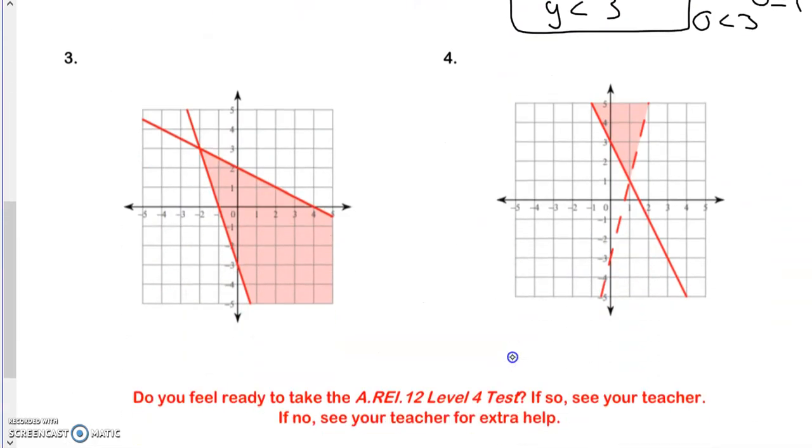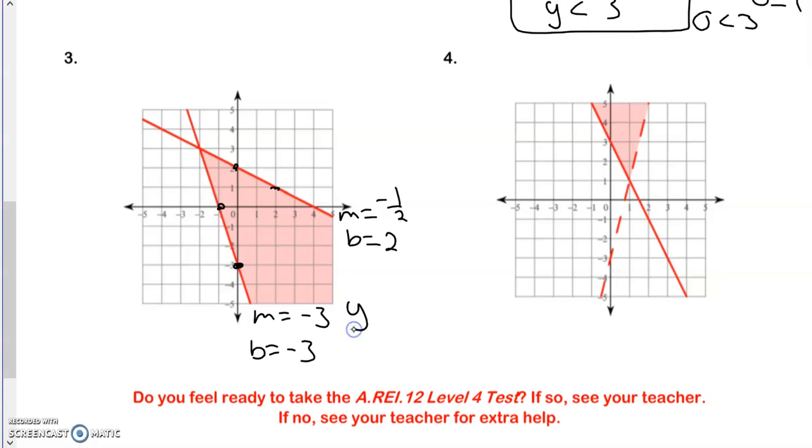Taking a look at the next one. Again, the first thing I do is identify my slope and y-intercept. On this one, I have a -3, and I see that it looks like I'm going down 3 and over 1. And then on this one, I have a 2, and I'm going down 1 and over 2. So let's take this one right here.